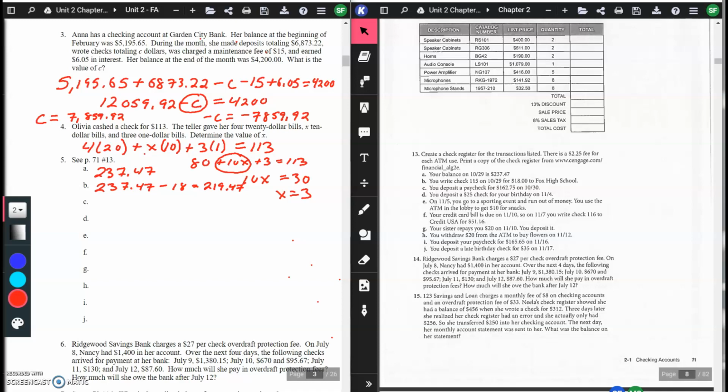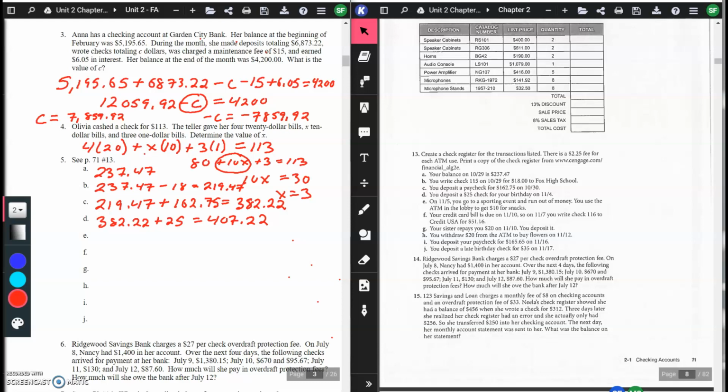Part C, you deposit a check for $162.75. So you're going to take your $219, your ending balance on the last one, and you're going to deposit your check. So it's adding into your account $162.75, which gives you a new total of $382.22. Part D says you deposit a $25 check on your birthday. So $382.22 plus 25, okay, gives you $407.22. Again, that's our new total right now.